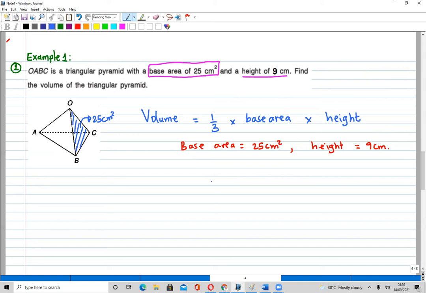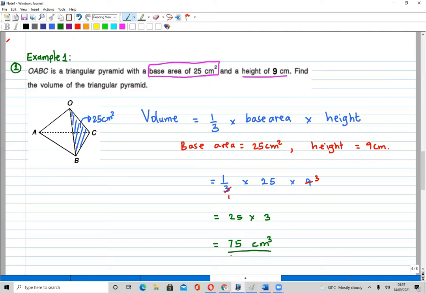So we say that this will be 1/3 times the base area, which is 25, times the height, which is 9. So let's divide by 3, we get 1, by 3, we get 3, and we remain with 25 times 3. And this means that we get 75 square centimeters cubed.